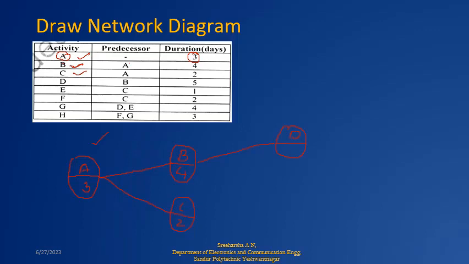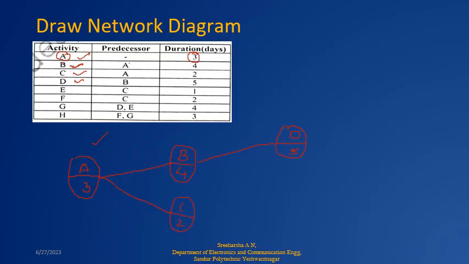But before drawing this line, just check whether B is repeated again. No, B is not repeated, so you are taking only one line. So you are writing this D here and then you are writing 5 here. Then I have drawn D. Okay.